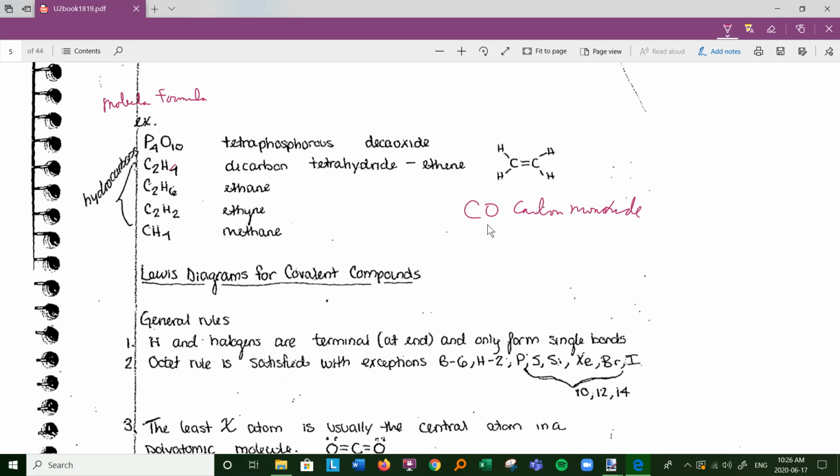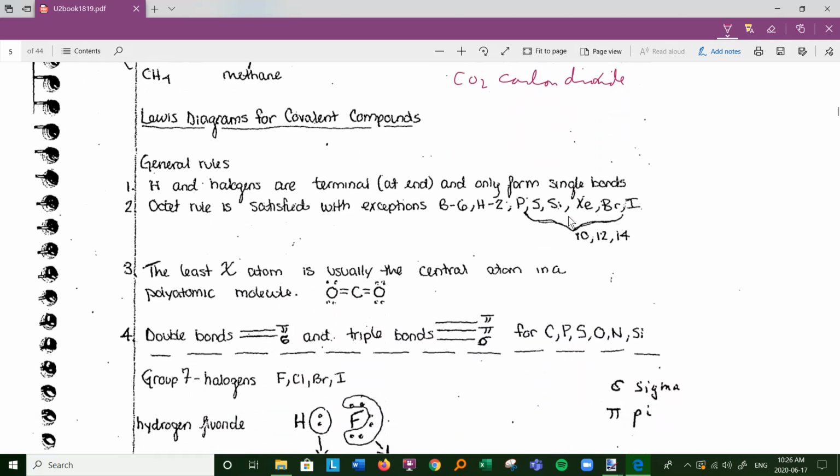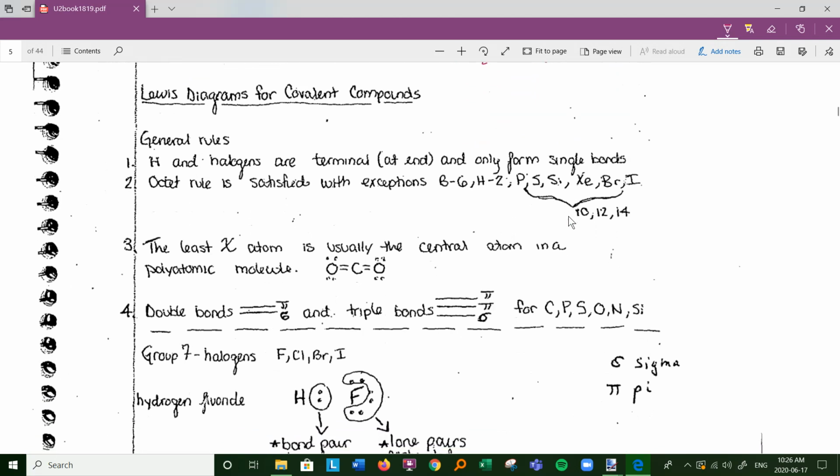So that is an example, carbon monoxide. CO2 is carbon dioxide, and on and on. Okay? So let's look at some Lewis diagrams for covalent compounds. The rules are different than the Lewis diagrams for ionic compounds.